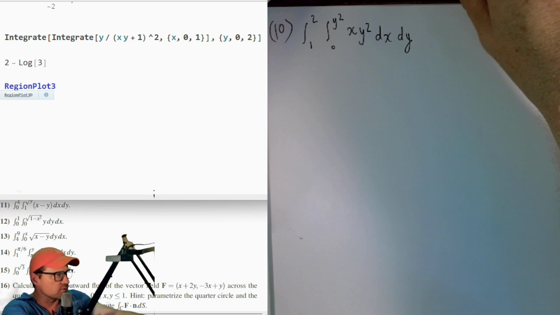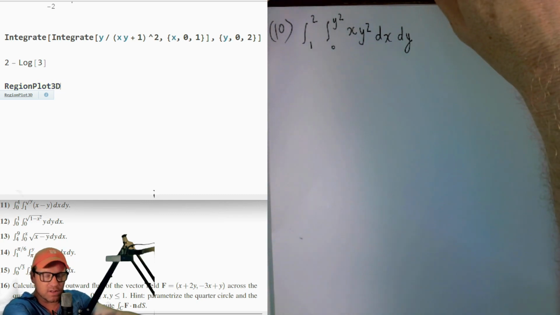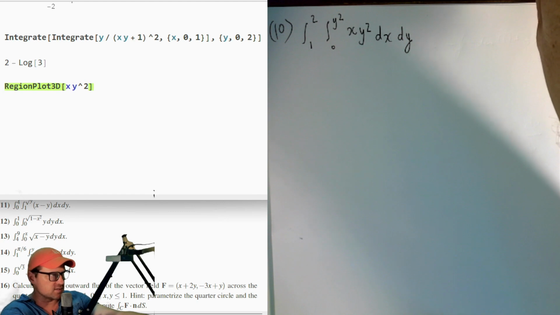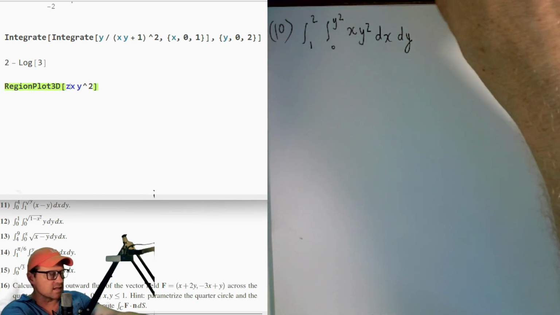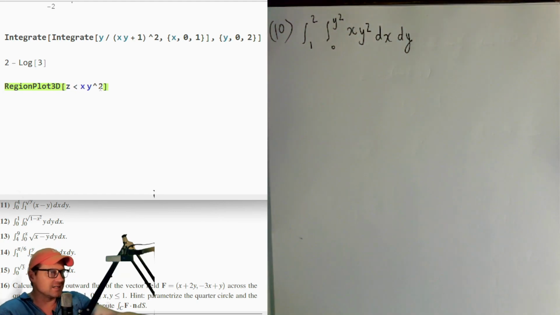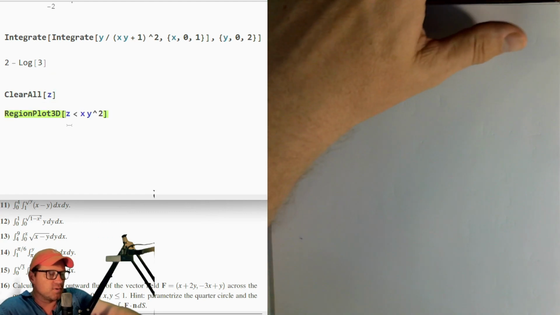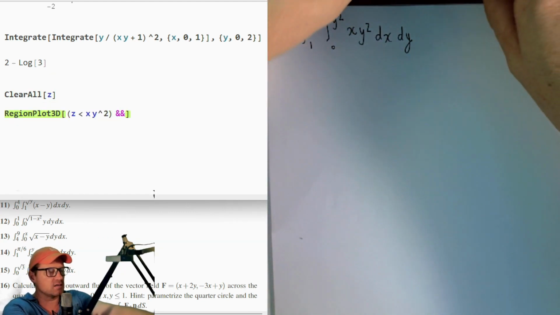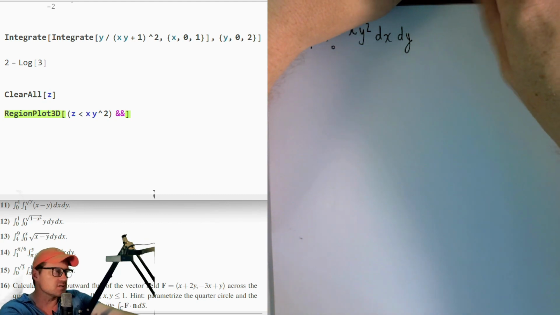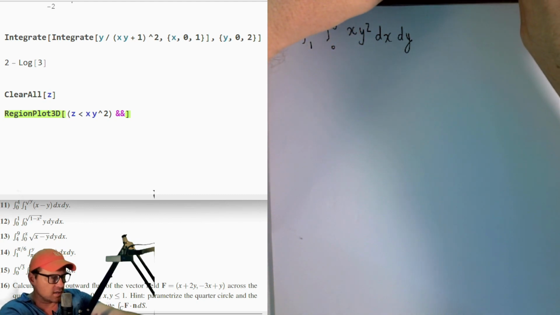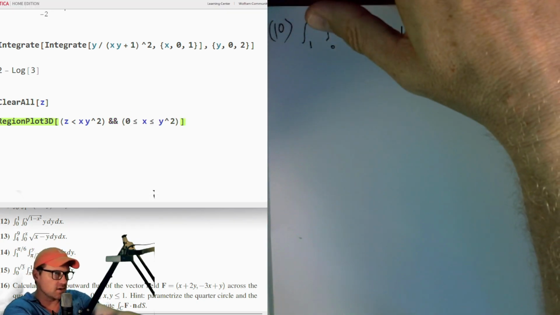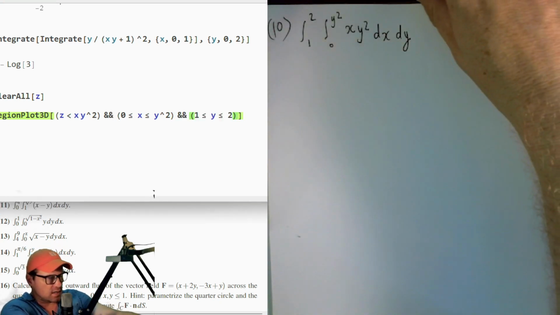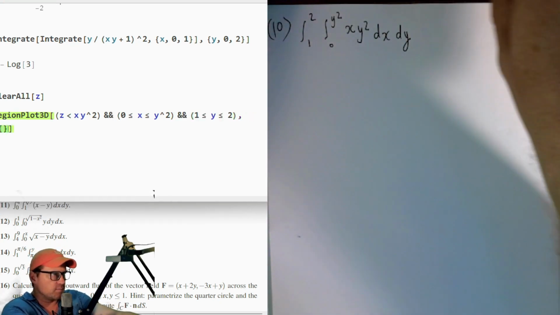I think I can do a 3D version of this. Okay, good. RegionPlot3D. Let's enter the function in. Okay, and so z will be less than this. I can see that I need to clear all z here. Okay, I'll put brackets around this and then a double ampersand symbol for and. I'm putting in logical conditions. Okay, so the next one is that x goes from 0 to y squared, and then let's put in another and.